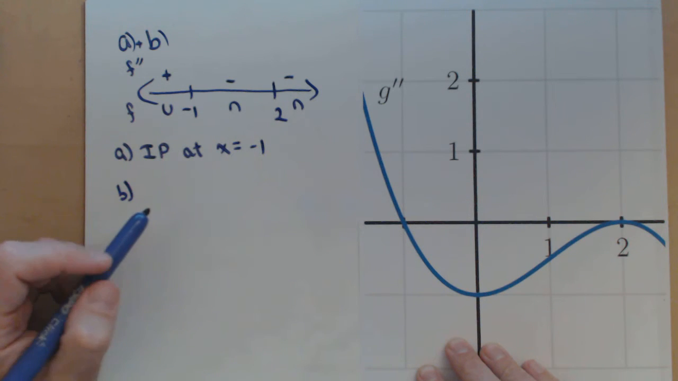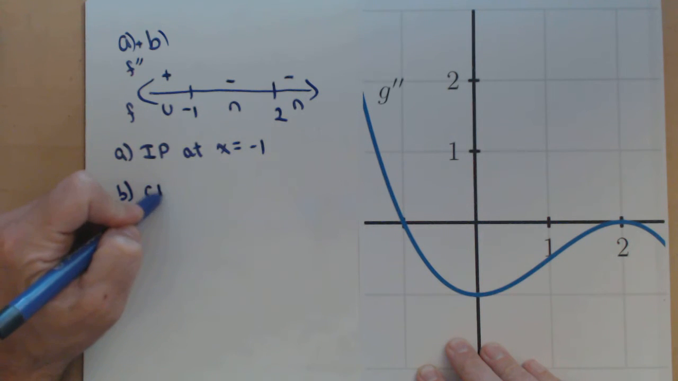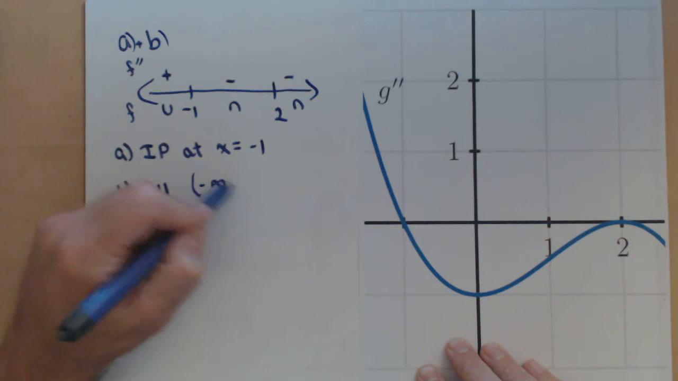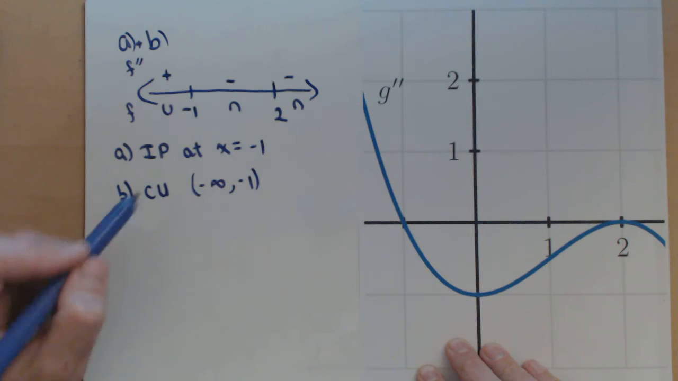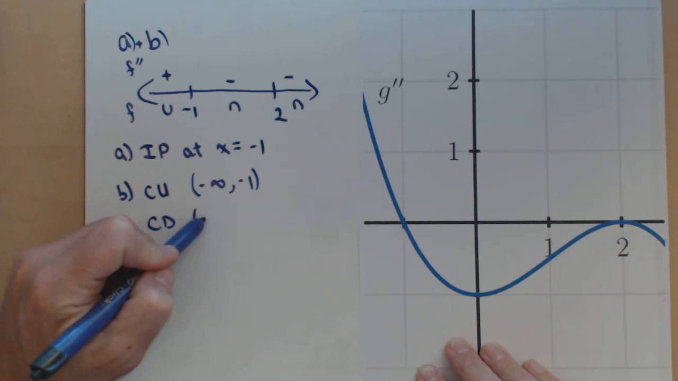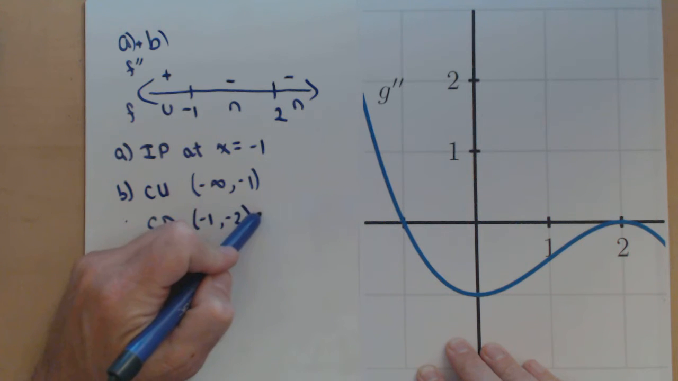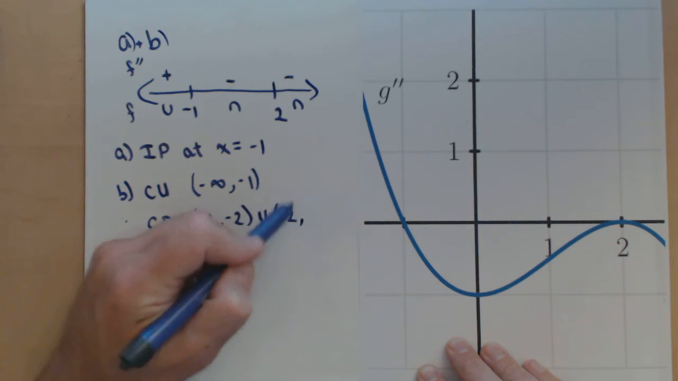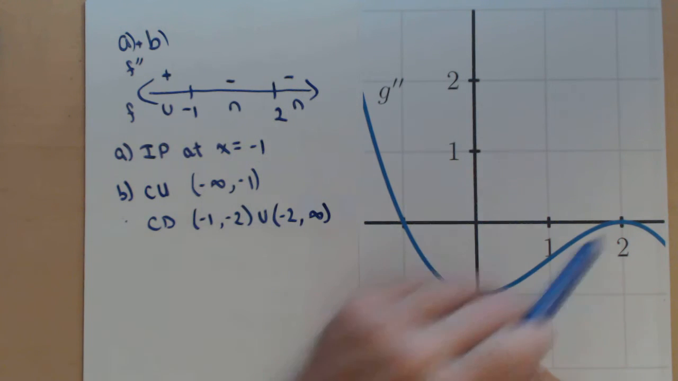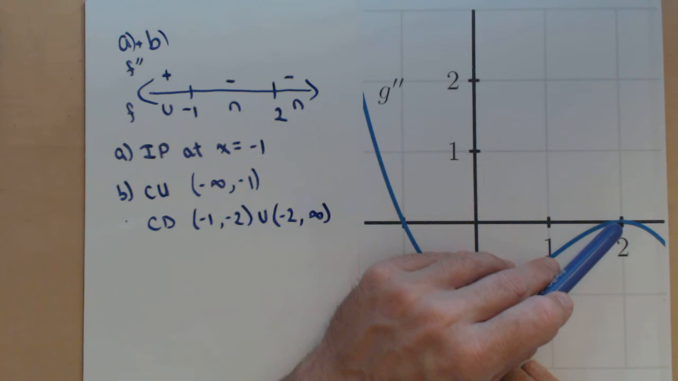For B, we're going to describe the concavity. So we see that it's concave up wherever it's positive, so -infinity to -1, and concave down from -1 to 2 and 2 to infinity. The reason we exclude 2 is because it was a place where our second derivative was 0, so it's a place where the rate of change is not changing.